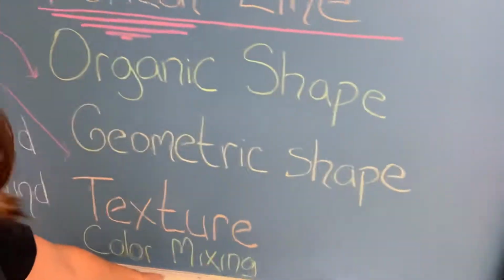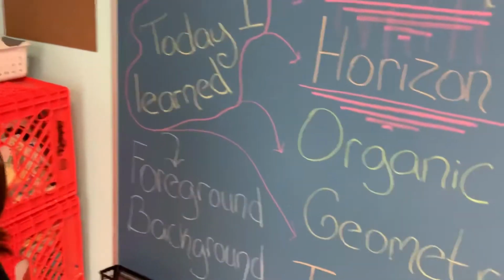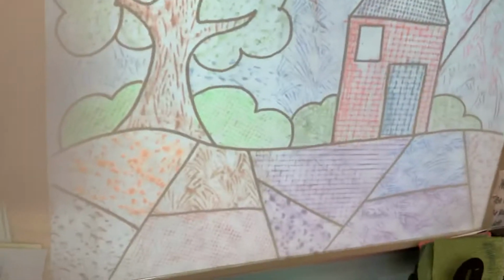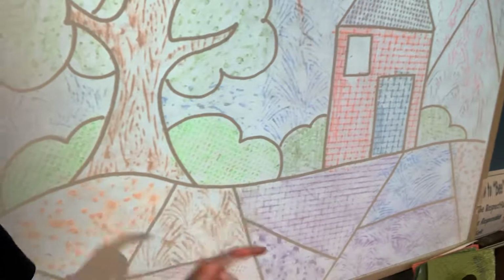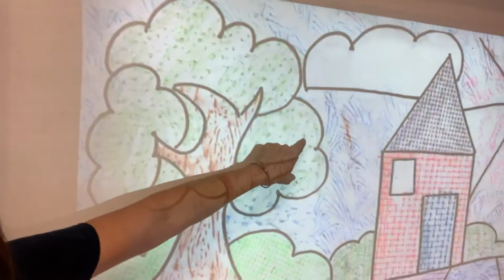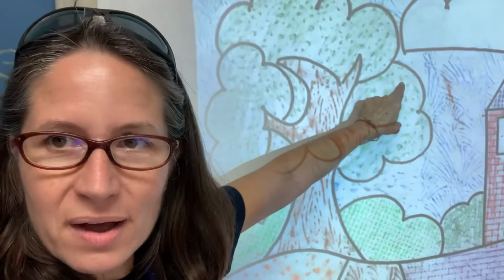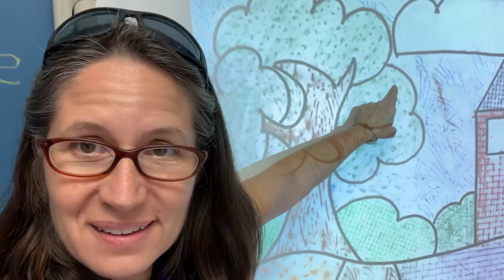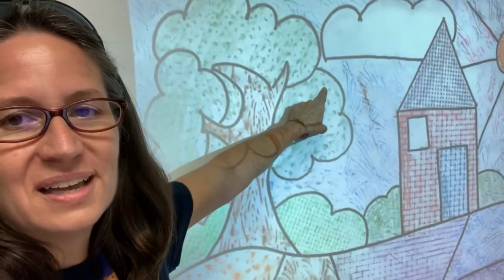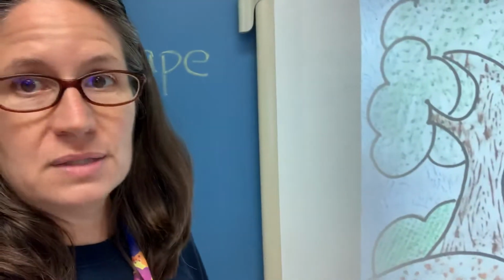So now what we're going to talk about is, over here, foreground and background. So when we have a picture like this, the horizon line separates the foreground. Everybody say the foreground is the stuff in the front. And the background. Everybody say the background is the stuff in the back. Good. So this horizon line is going to separate the foreground from the background.